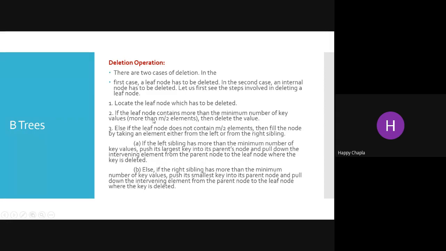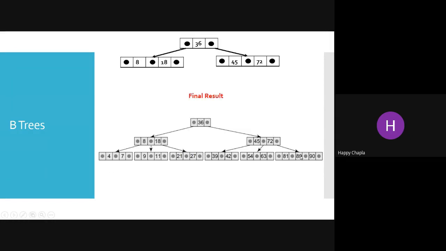Second, if the leaf node contains more than the minimum number of key values, that means more than m divided by 2 elements, then simply delete the value. No need to do anything else. The minimum number of keys means only 2. So if we are trying to delete 81, it's fine for us.